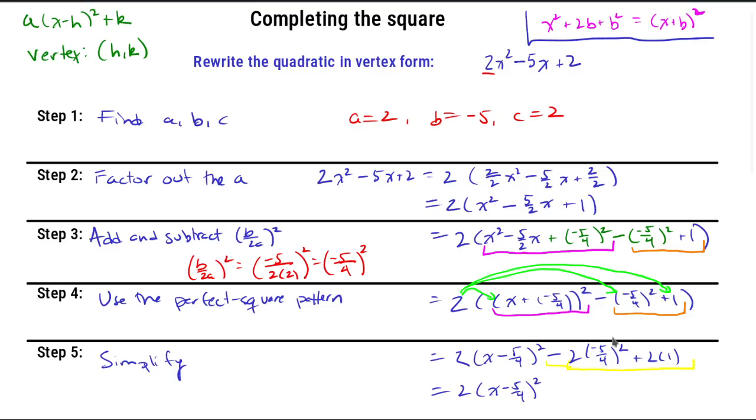That k. So if you multiply that out, you're going to find negative 50 over 16, and 2 is the same thing as 32 over 16. So altogether you get negative 18 over 16. Or you could even simplify that a little bit more: 2 times (x minus 5/4) squared minus 9/8. And this is our vertex form.